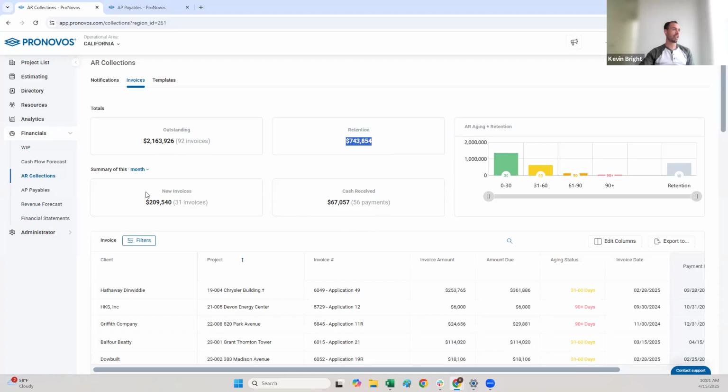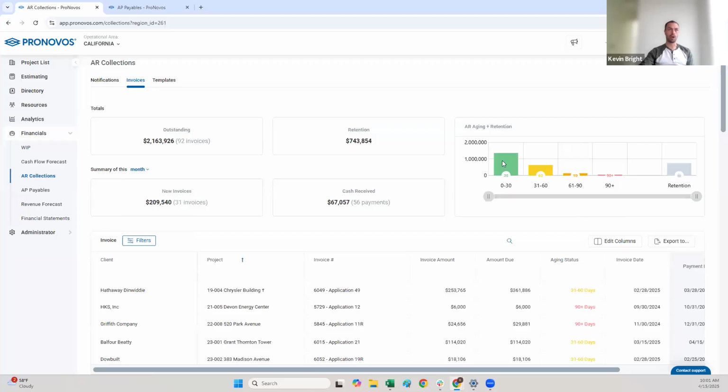And then this summary basically tells you the total you generated in new invoices and received in cash on the month, and you can toggle it to look at the week, quarter, or year as well. All really good ways to understand at a macro level where we stand in our current AR. Going hand in hand with that is this chart here.